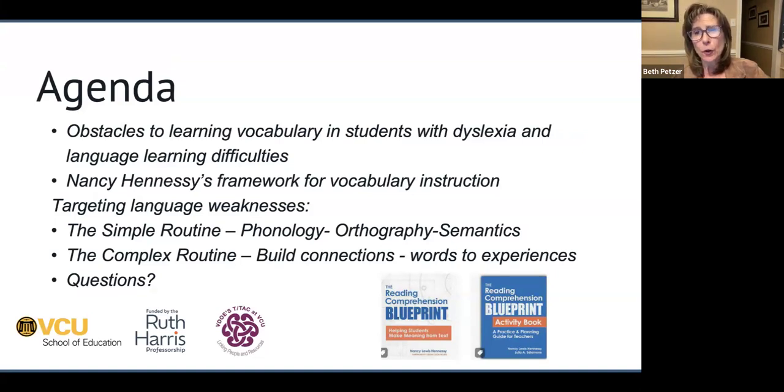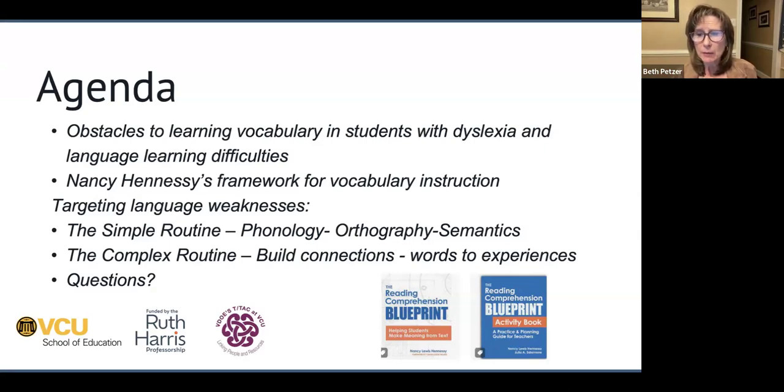Her techniques for vocabulary instruction are science-based, and at the New Community School, we use the simple routine that helps students store those vocabulary words in their long-term memory when they're introduced, and the complex routine as we help our students develop depth of understanding, as well as fluency and efficient storage and retrieval for vocabulary words. We'll discuss how these routines help our students, and finally we'll wrap up with questions.